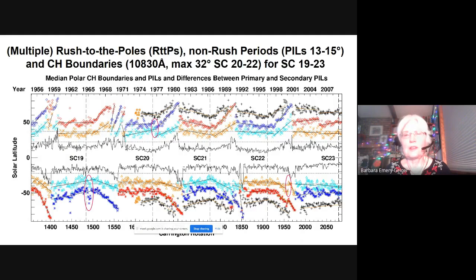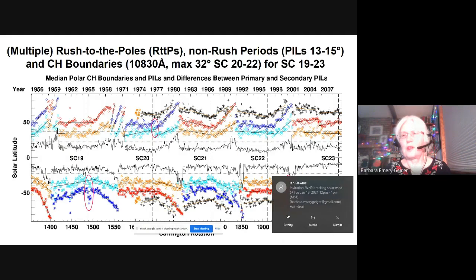And some of the things that we see here is there's drops, 10-degree drops in latitude of these medians, particularly in this secondary fill. So here's one where it drops abruptly, and so I just called that the beginning of another rush to the pole. It drops here abruptly, 10 degrees in both the primary and the secondary. So this is now the start of the rush to the pole for that one in the northern hemisphere. The other drops that are 10 degrees are in solar cycle 21 and 23.